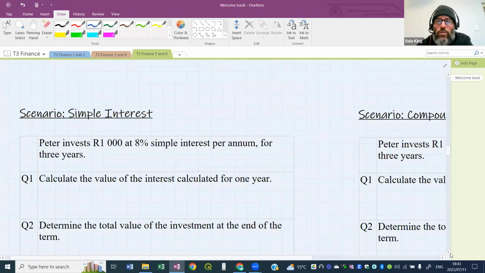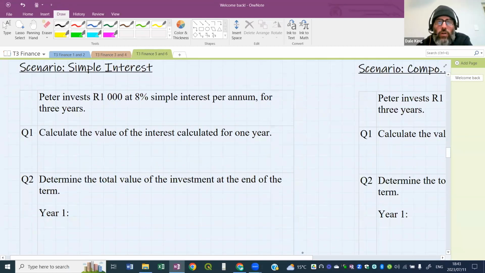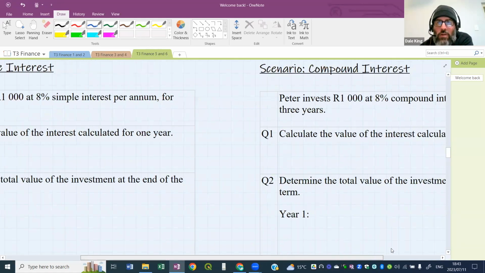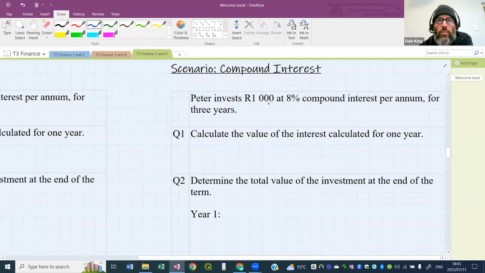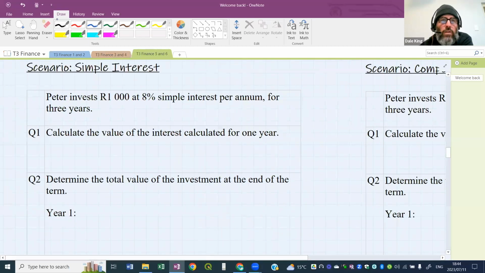So finally, we get to the calculations. We've got two scenarios, a simple interest scenario and a compound interest scenario. If you look at the top here, simple interest scenario, it says Peter invests 1,000 Rand at 8% simple interest per annum for 3 years. And on the right here, same scenario, it's a compound interest one. Peter invests 1,000 Rand at 8% compound interest per annum for 3 years. So it's the same values, but one is going to be a simple interest calculation and one is going to be a compound interest calculation.